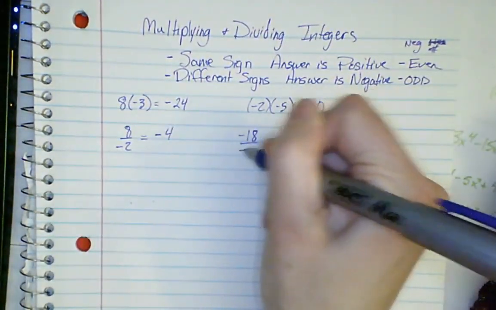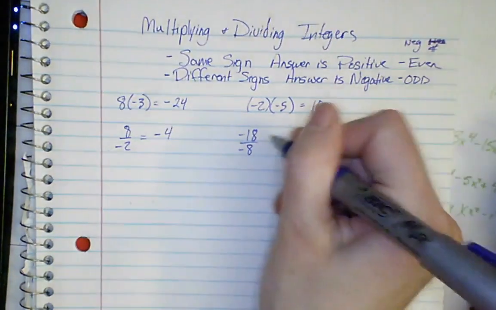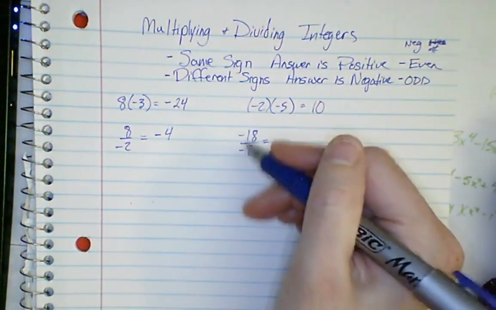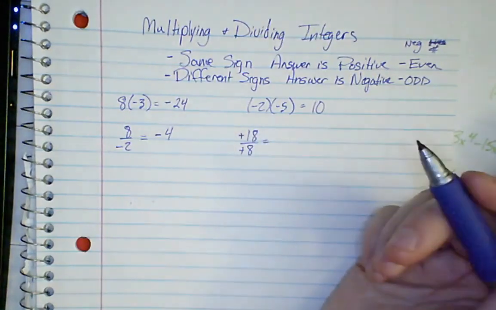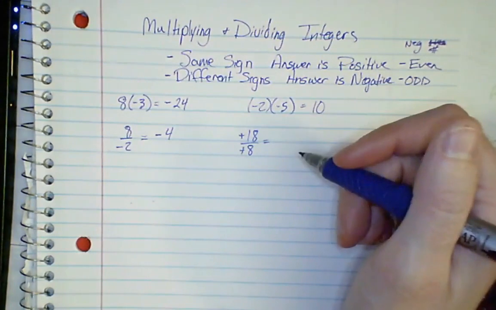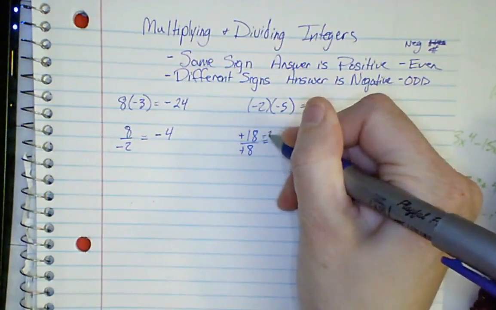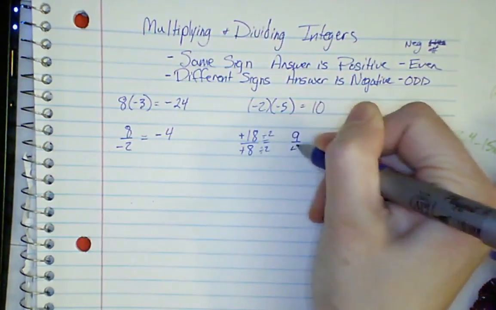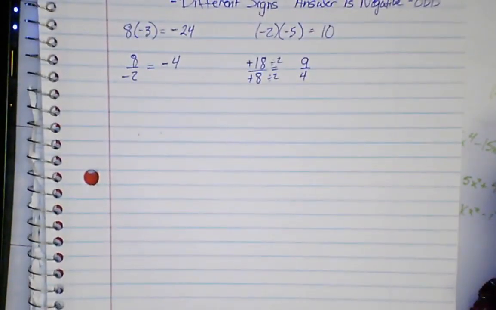Negative 18 over negative 8. 8 cannot go into 18, but what we can do is reduce our fraction. Now, the double negative here, that will actually be plus plus, or our answer will be positive since we have the same sign. If we divide by 2, then we'll have 9/4 as our answer. And we'll leave it as an improper fraction.